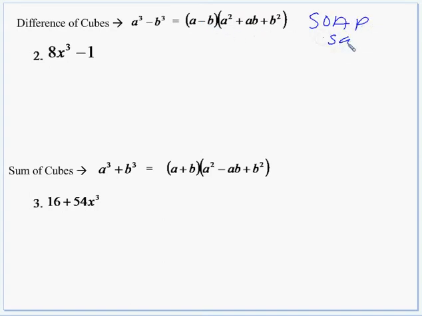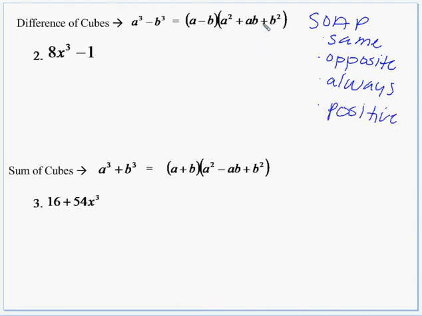Meaning you got your same sign, so negative and negative, opposite, so now it's a positive, and then always positive. So this last one should always be positive. So in number 2, we do not have a GCF.